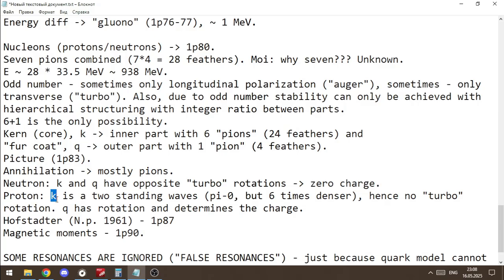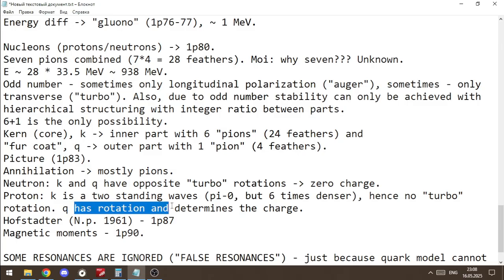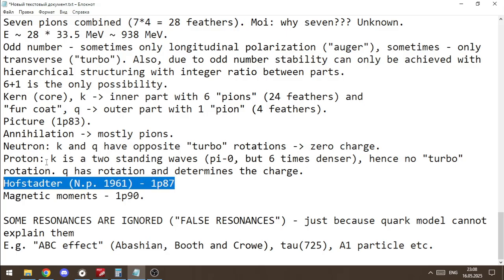In a proton, the core is actually at 2 standing waves. So it's kind of like a Pi-meson, but 6 times more of them, right? Because there's six pions. Hence, no turbo rotation, and the fur coat has rotation, and it actually determines the proton's charge. And he bases these statements on the experiments of Hofstadter, who received the Nobel Prize for them in 1961.